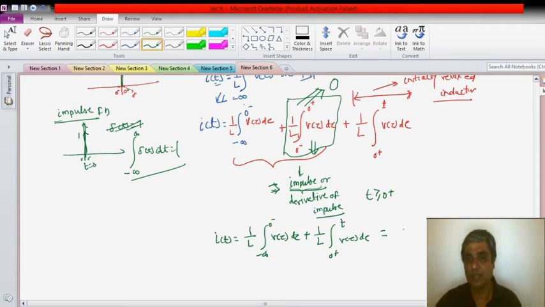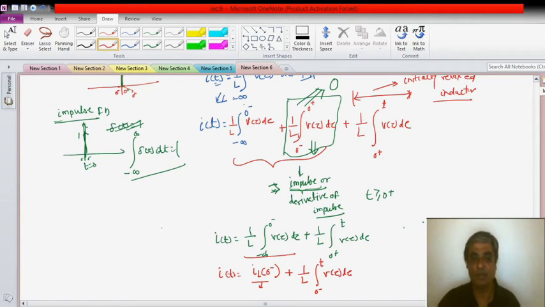Or again, what we said, 1 by L. Instead of that, let me say this way, let me put a shortcut for this. So the current through the inductor will be, this is my initial condition. Let me write IL of 0 negative, which specifies the current before the switching happens. And this will be my 1 by L, let us generalize it, the integral from 0 negative to t of v of tau d tau.